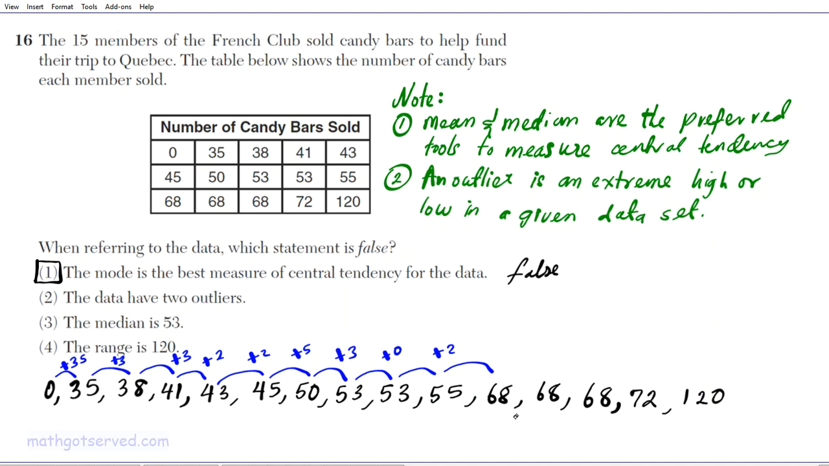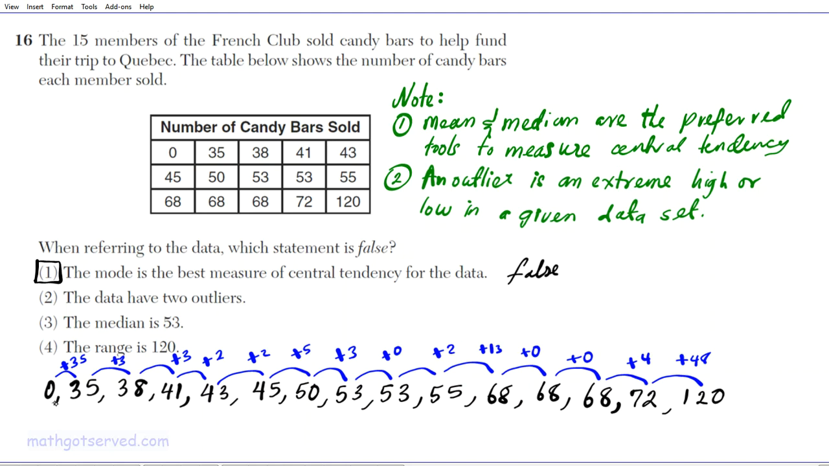55 to 68 is 13. 68 to 68 a jump of 0. 68 to 68 a jump of 0. 68 to 72 a jump of 4. And then 72 to 120 is a jump of 48. Okay? So take a look at all these numbers right here. Do you see any number or set of numbers that are really big, like a really big jump?